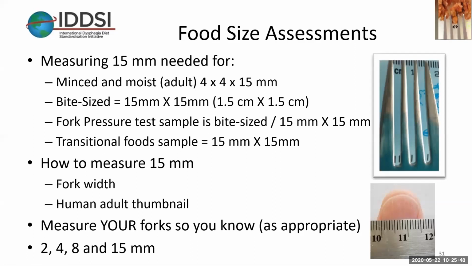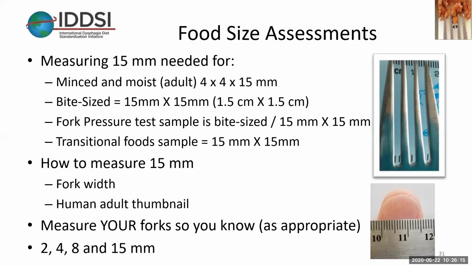IDDSI has 3 other times you'll need to be able to measure samples that are 15 millimeters or 1.5 centimeters wide. Bite-sized pieces of food is defined as a maximum size of 15 by 15 millimeters for adults and 8 by 8 millimeters for children. The sample size used for 2 tests we'll talk about shortly use 15 by 15 millimeter samples as well. This is in the fork pressure test and the transitional foods texture assessment.